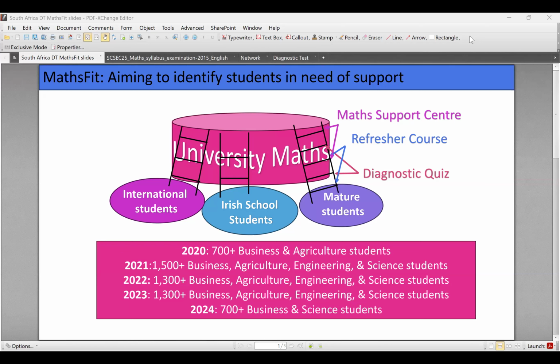So Maths Fit. So it was sort of several aims. So it says at the top they're aiming to identify students in need of support, but I guess it was also to give confidence to students that also didn't need support. So the general idea was there was a refresher course, and then there was a diagnostic quiz, and depending on how the students did on that diagnostic quiz, an email was sent with various advice, and we'll have a look at this in the next slide.